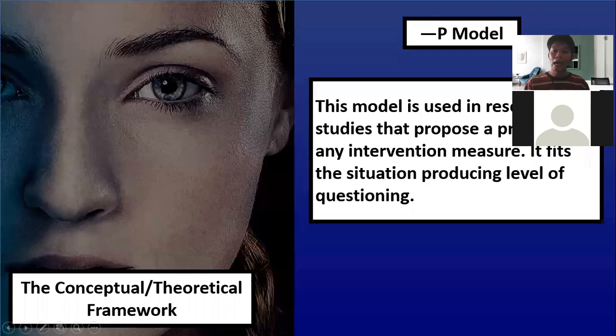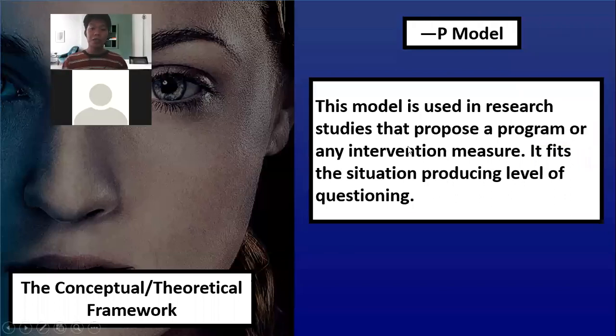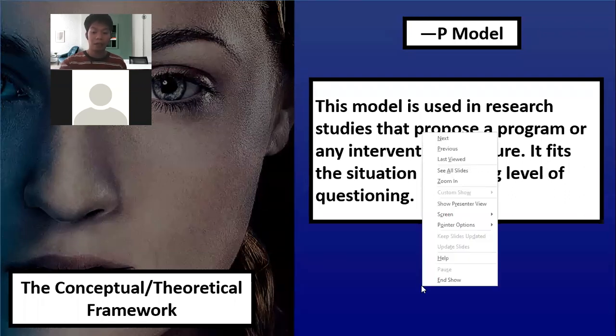Next, we have the P model. This model is used in research studies that propose a program or any intervention measure. It fits the situation producing level of questioning. Okay. If you want to implement something, but before you can implement a program, you have to undergo research first in order to come up with an efficient and effective program. And you can use the P model when conducting that kind of specific research.